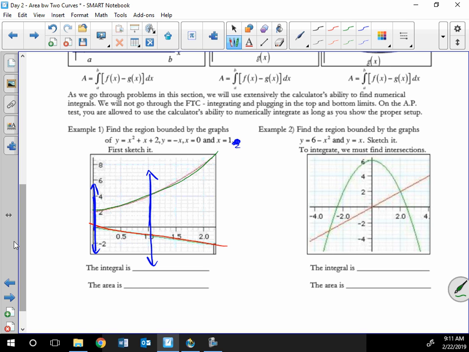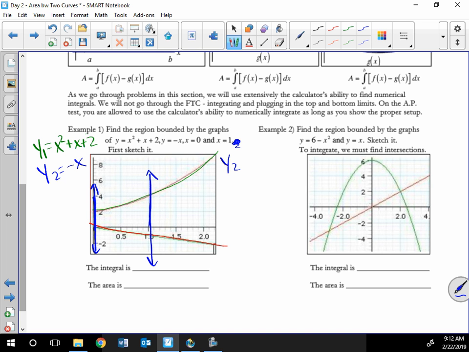On the AP exam, you can call it whatever you want, just make sure you redefine it. When you redefine it, it makes it a lot easier when you write out your integral. If I redefine this and say y sub 1 is x squared plus x plus 2, and let y sub 2 be negative x, then when I write out my integral, I can literally just say y sub 1 minus y sub 2. If you call it f of x and g of x, you can just say the integral of f of x minus g of x. So it makes it a little bit easier for you.